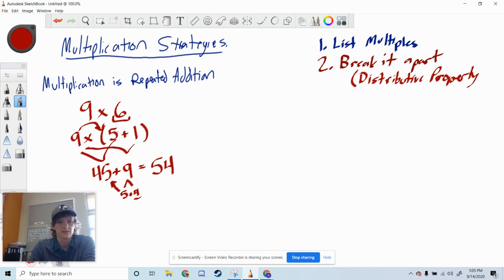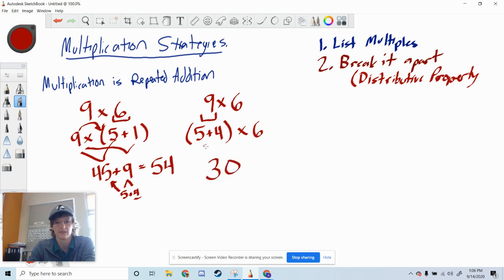Okay, so another thing I could have done, say instead of 9 times 6, maybe I want to break this into 5 and 4. And then I'm going to multiply those by 6. I know 6 times 5 is 30. And then if I don't know what 6 times 4 is, well, I could list multiples of 4, list multiples of 6. So let's see, 6 times 4. Let's see how we can do that.